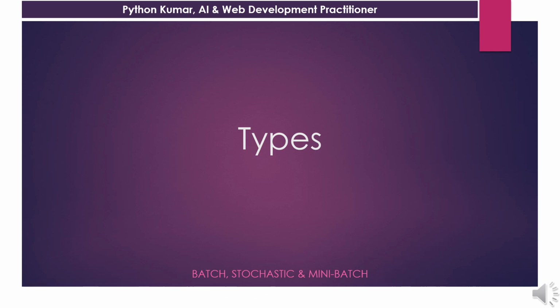After talking about what gradient descent is, let's talk about the types of gradient descent. Gradient descent is mainly of 3 types. That is, first is batch gradient descent, second is stochastic gradient descent, and third is mini batch gradient descent. Now let's see exactly what these are.